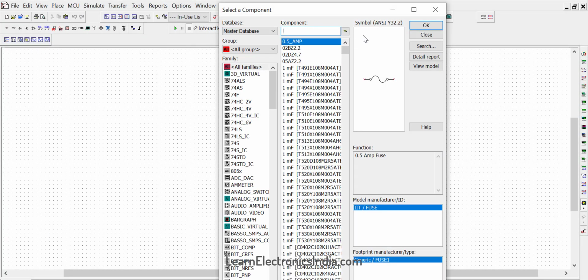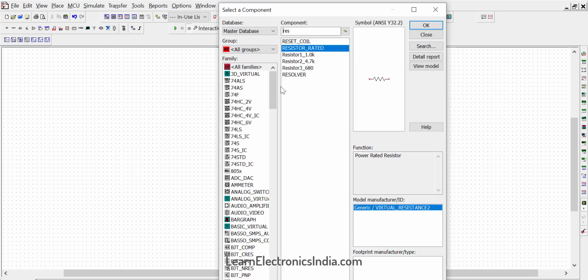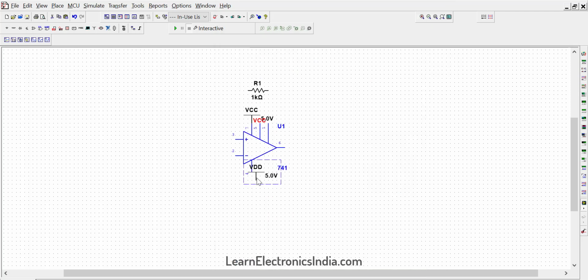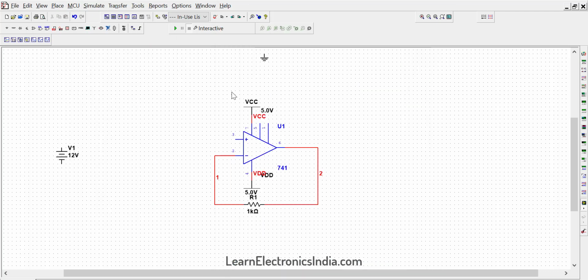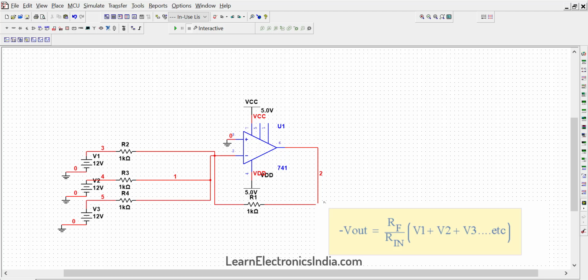To make a summing amplifier, we first need to make an inverting amplifier with a negative feedback. After this, we will connect the supply voltages. After this, we will connect the voltages that need to be added to the inverting input via resistance and ground the non-inverting input. So the output voltage of the circuit is given by this formula. Hence, by keeping the values of RF and R as same, we can get the sum of the voltages.